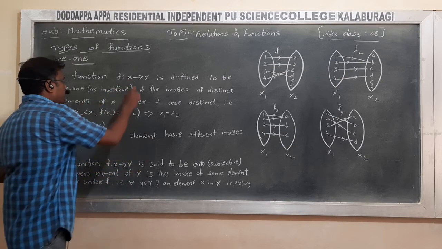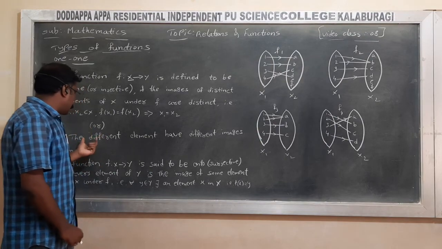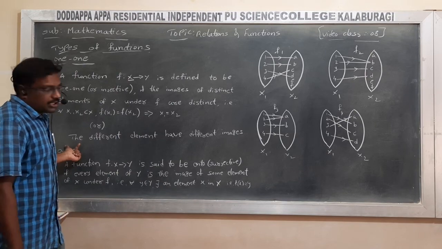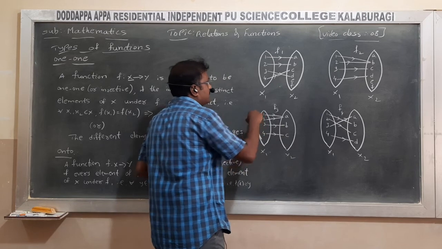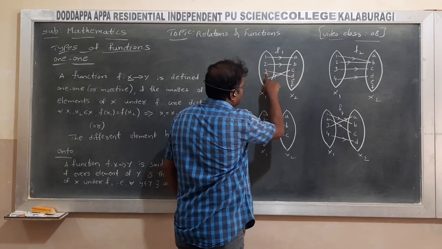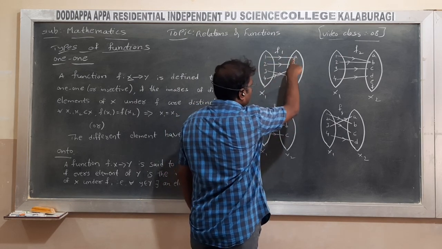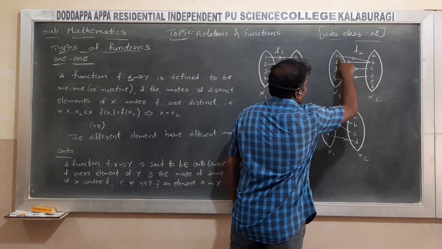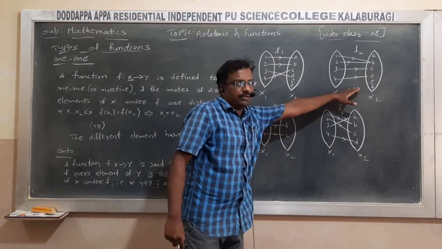In short form, you can say that different elements have different images. Here, 1 is related to A, 2 is related to B, 3 is related to D, 4 is related to C. Here different elements have different images. But here different elements have the same image, so it is not a one-one function.